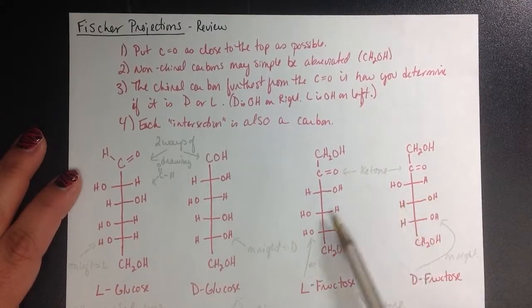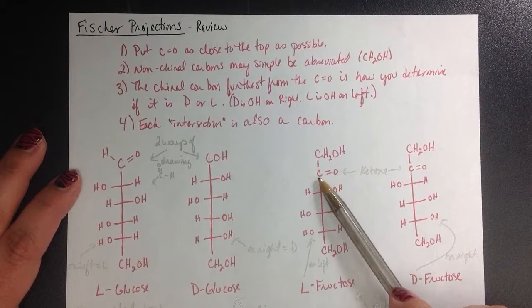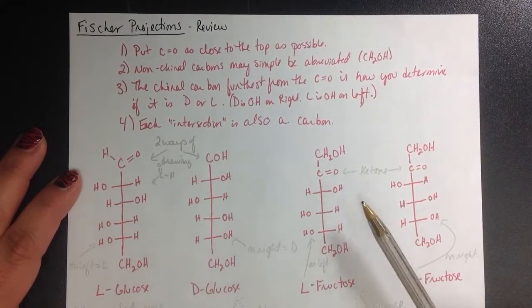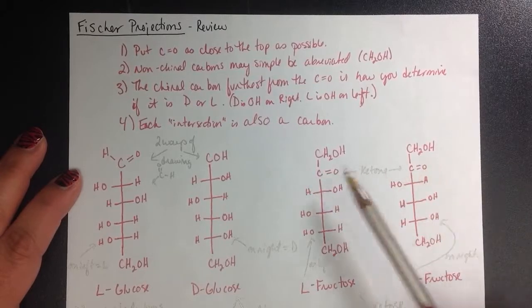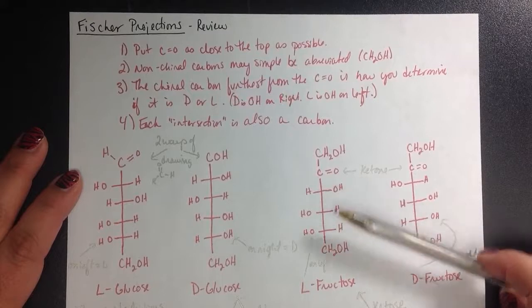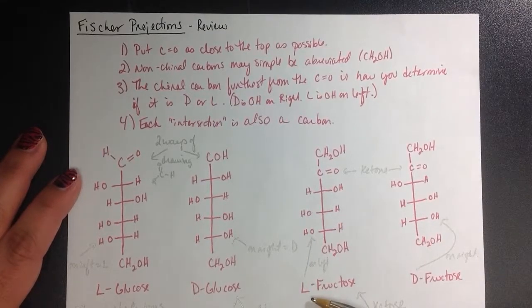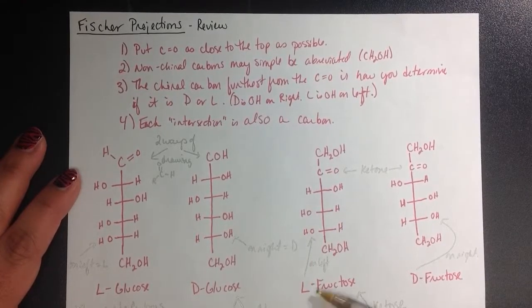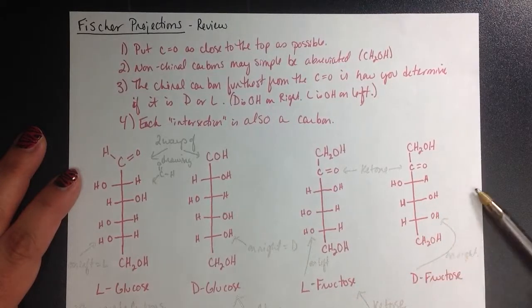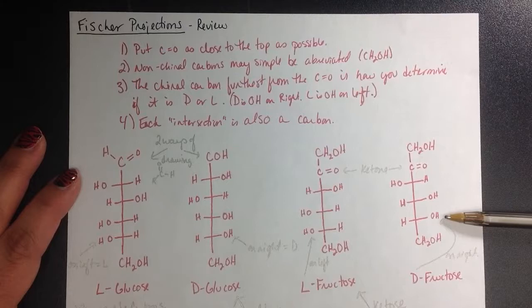Another example, here's fructose. Notice that we've got a ketone now. So this is a ketose and not, this was an aldose. This ketose, the furthest OH from the C double O bond is on the left, so it's an L-fructose. The mirror image of that changes everything. This D comes from the fact that that is on the right.